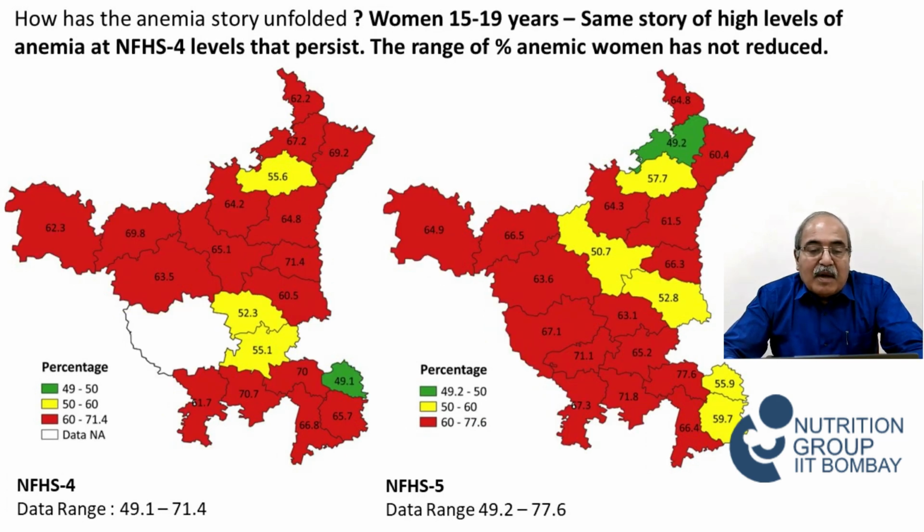We have the same story when it comes to women in the 15 to 19-year age group, high levels of anemia at the NFHS 4 stage itself. The range of percentage anemic women hasn't also come down. So Haryana needs to, while raising questions related to the NFHS 4 anemia figures, recognize that there is an issue related to anemia among the women. So child mortality and anemia need some detailed scrutiny and steps.